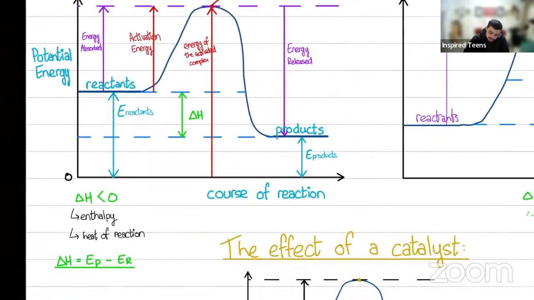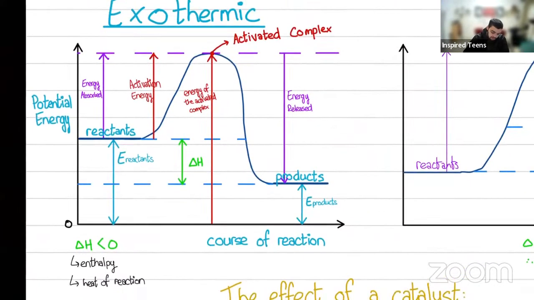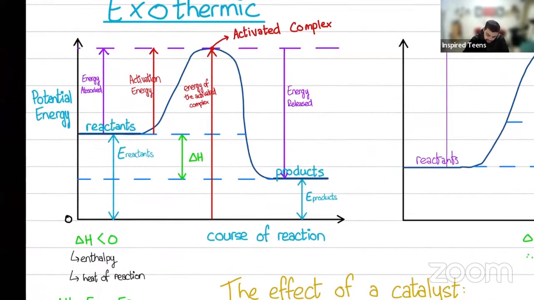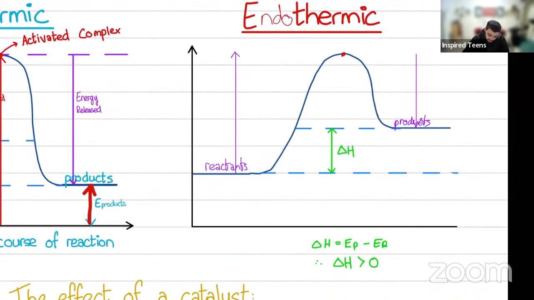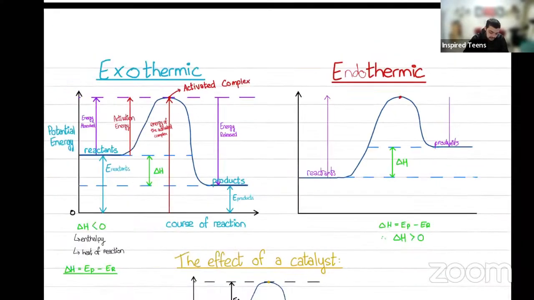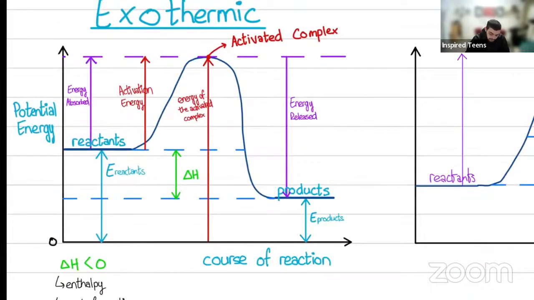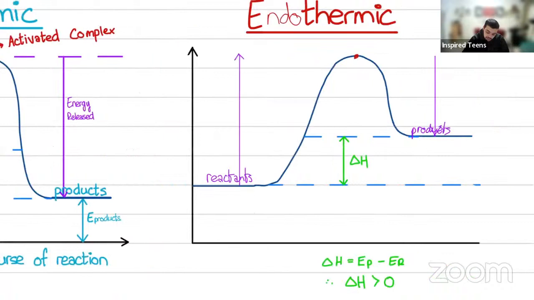So you can see clearly that in the exothermic, the energy of the products is lower than that of the reactants. Whereas in the endothermic, the products have a higher energy than the reactants. Or the other way to look at it is if you look at the energy released versus energy absorbed. In the exothermic, the energy released is higher than that of the energy absorbed. That makes sense, right?